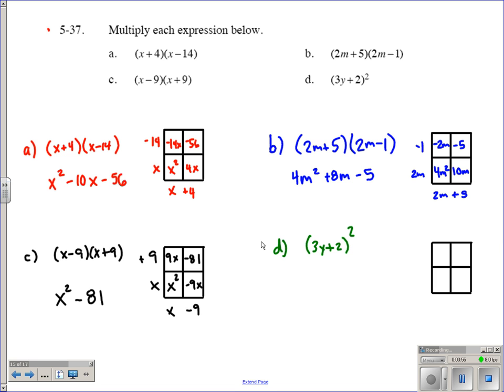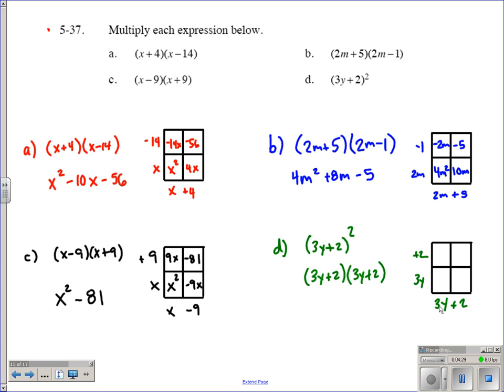All right, last one here. We have the quantity of 3y plus 2 squared. And this is where I still see a lot of mistakes. There's a lot of people who want to take this and distribute the 2 through, but you can't do that. You have to treat this like it's 3y plus 2 times the quantity of 3y plus 2. You're multiplying a binomial times itself. So we've got 3y plus 2. I've got 3y plus 2.